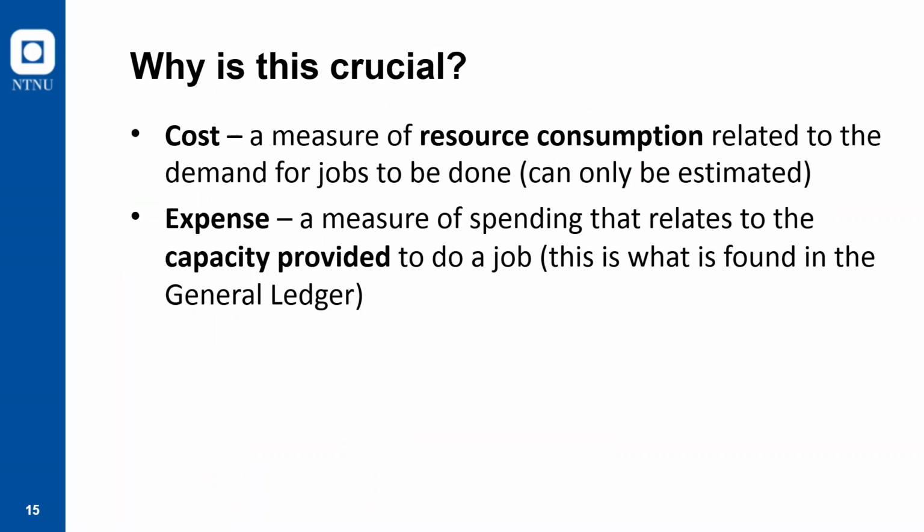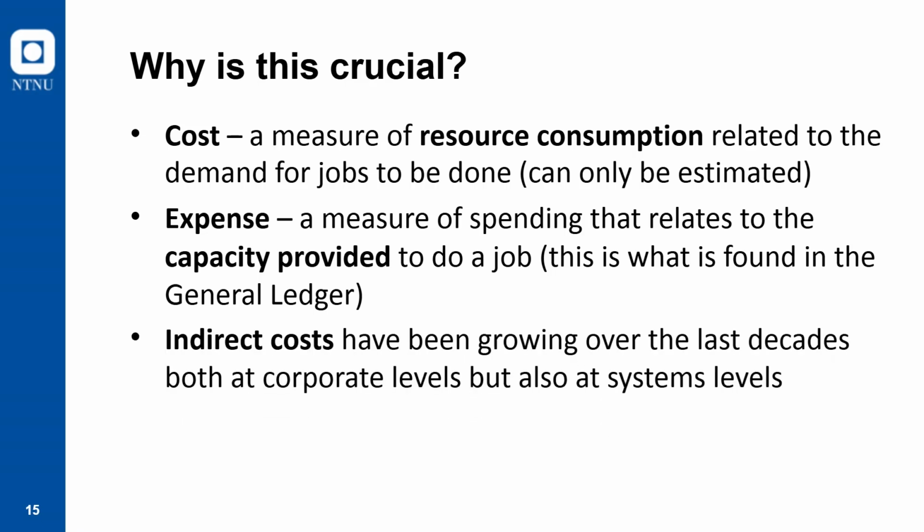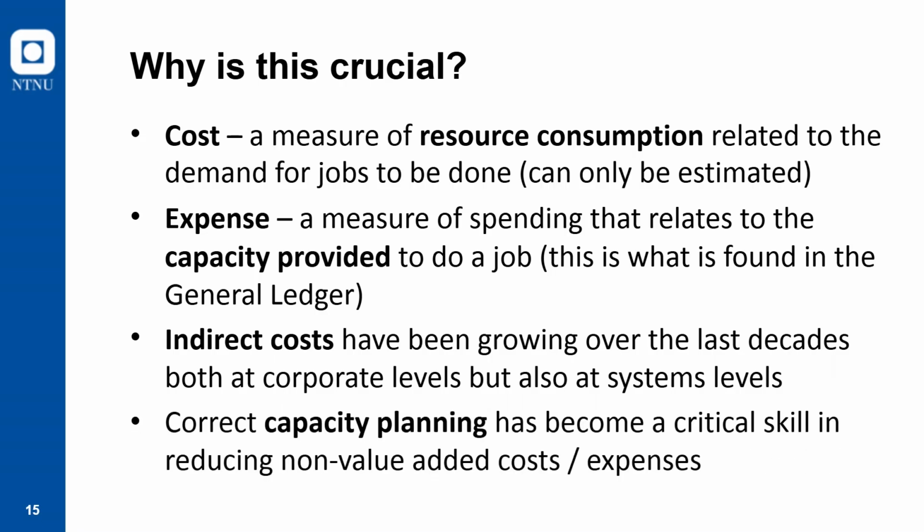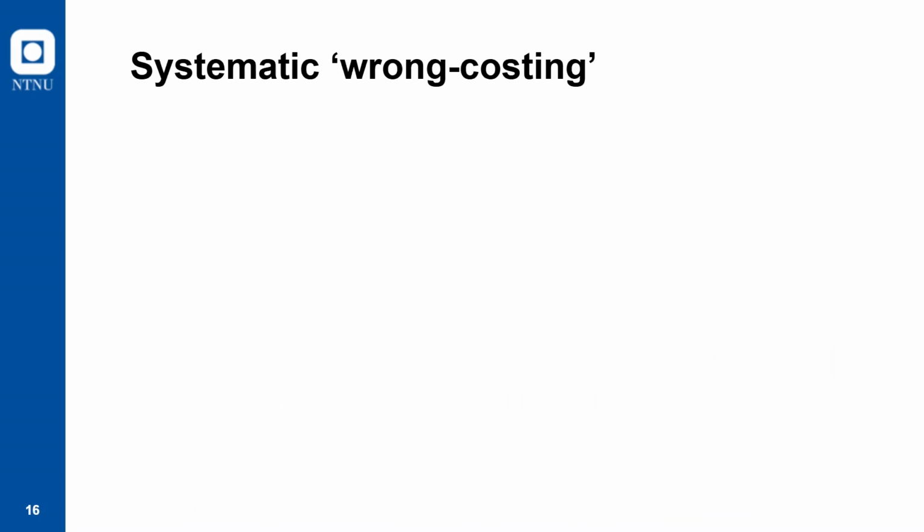Expenses, that's a measure of the spending that relates to the capacity provided to do the job. So that's basically what you find in the general ledger. Indirect cost has then also been growing, as we mentioned earlier on. And this has, of course, brought a number of challenges to this distinction. And that means that correct capacity planning has become really a critical skill in order to eliminate or reduce non-value added costs and expenses.